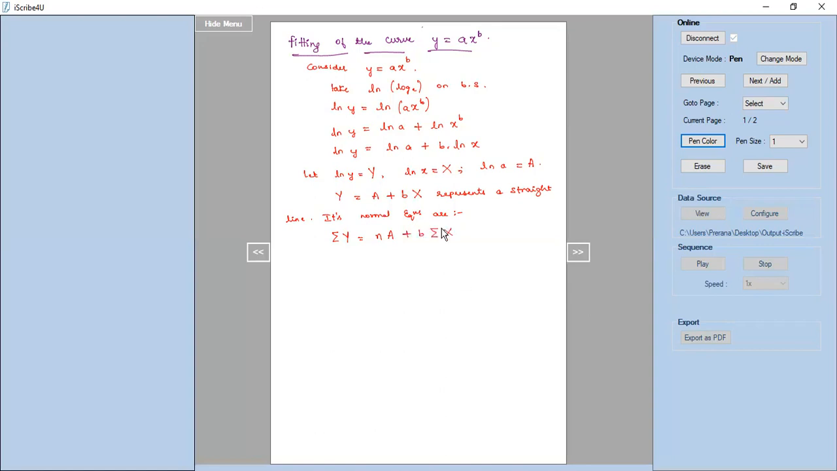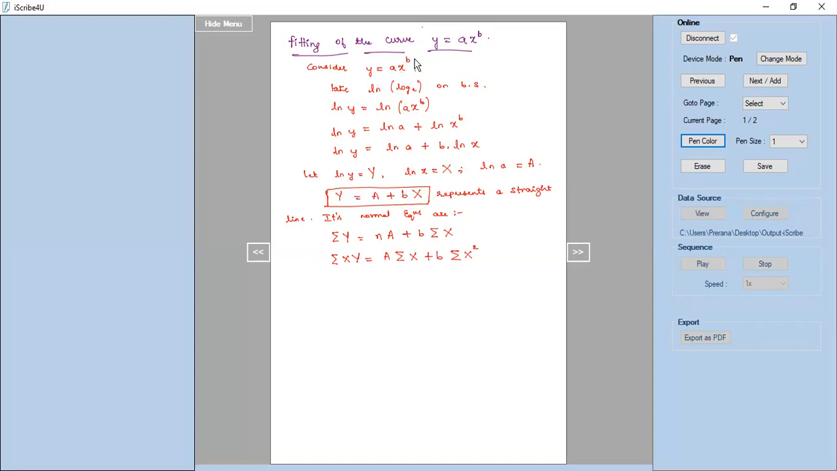Second equation, we are writing the normal equations for the straight line, multiplied throughout by capital X and then taking sigma. So sigma capital X into Y is equal to A into sigma capital X plus B into sigma capital X square. So these are the associated normal equations for the straight line. We observe that the given curve was y is equal to ax power b.